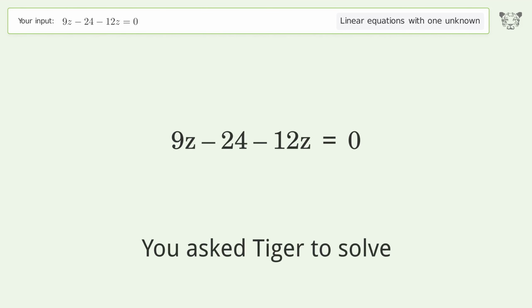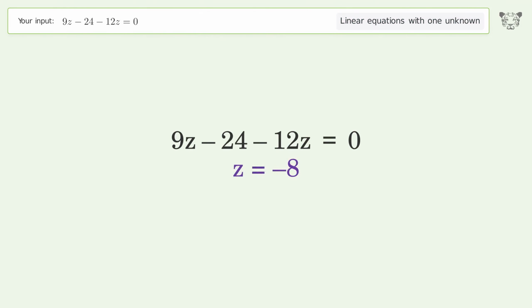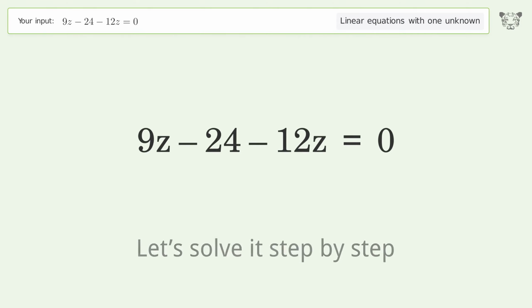You ask Tiger to solve. This deals with linear equations with one unknown. The final result is z equals -8. Let's solve it step by step.